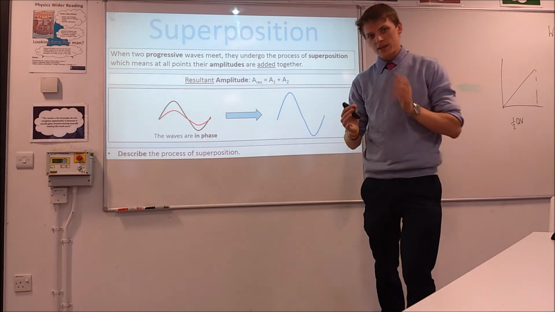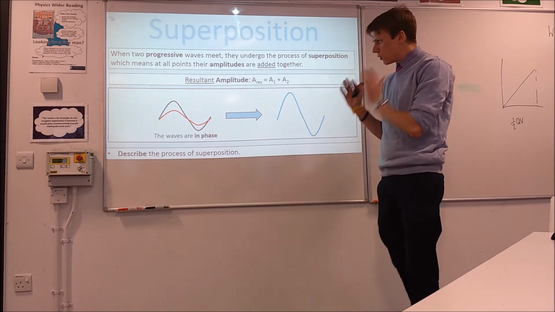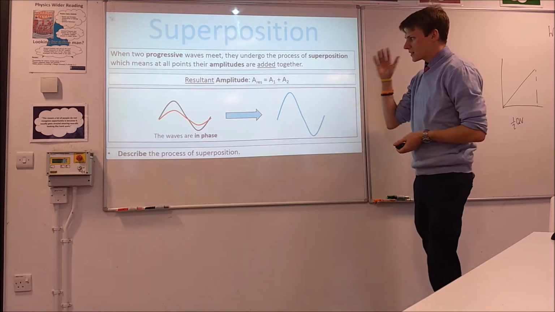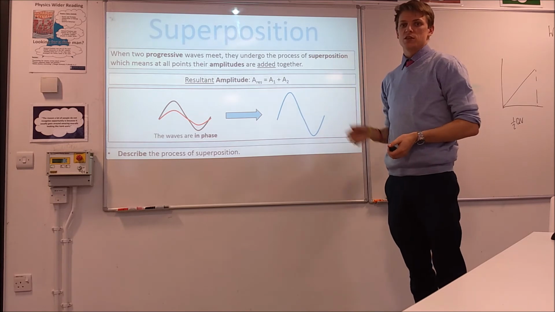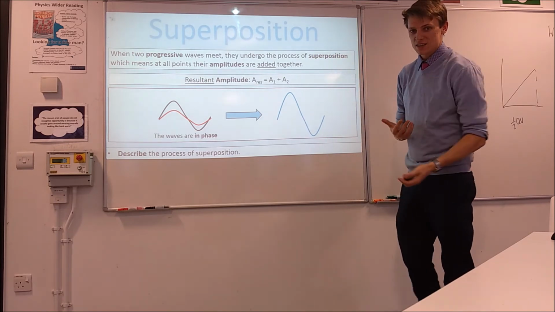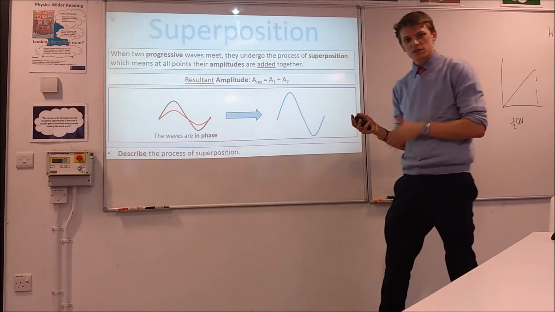Okay, so we've talked about the impact on the medium of one wave passing through, but what if multiple waves pass through the same medium? What happens then? Well, we get this phenomenon called superposition, where essentially the amplitudes of the two waves passing through will add together. So we're going to look at a few different scenarios to see the outcome of it.